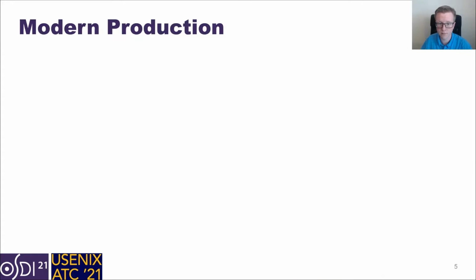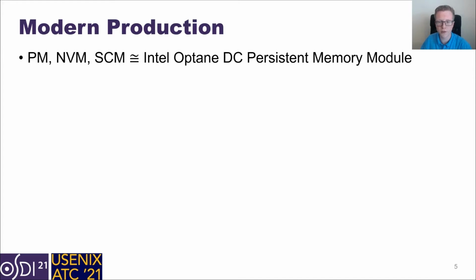So nowadays, when people talk about persistent memory or non-volatile memory or storage class memory, they're generally referring to Intel Optane memory. This is because Intel's product is the first practical persistent memory device to come to market, thus driving a lot of innovation both in industry and in academia.